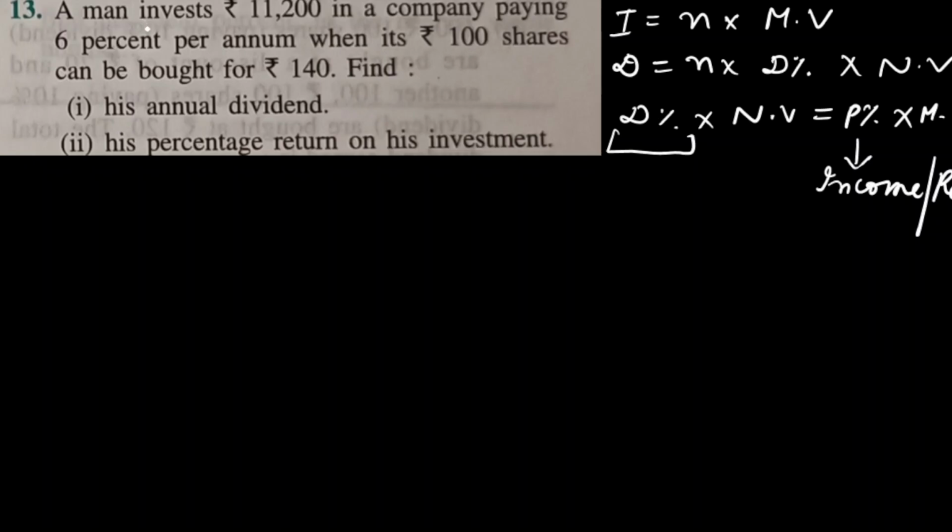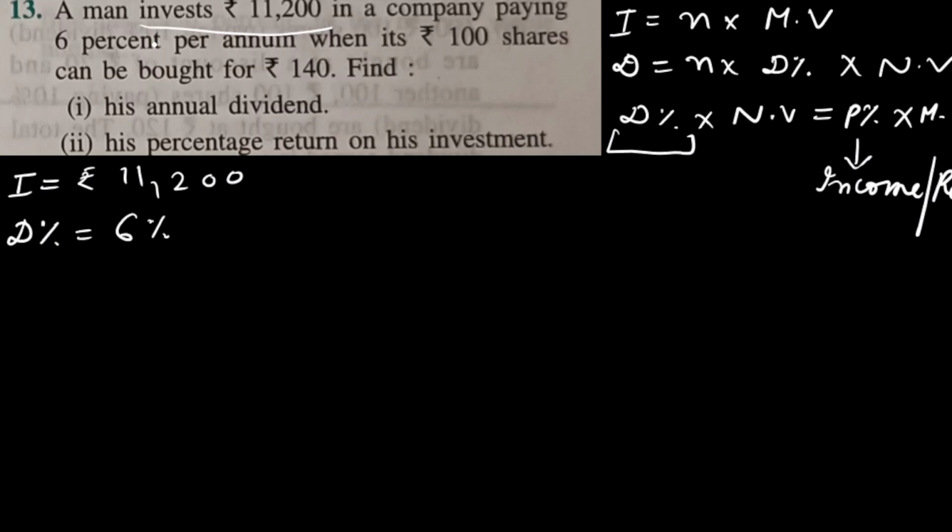While reading the question, let's write the given things. A man invests rupees 11,200. So investment is given to us. Investment I is equal to 11,200. It's directly in a company paying 6%. So that means dividend percent is given to us, which is equal to 6%.